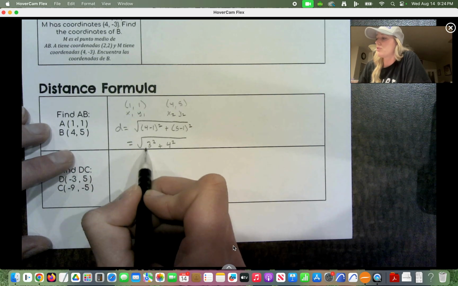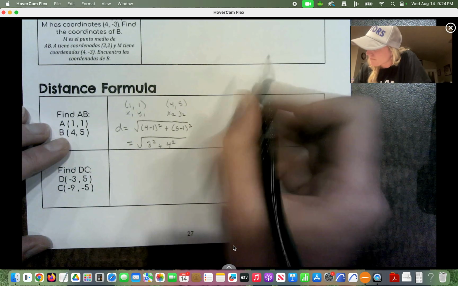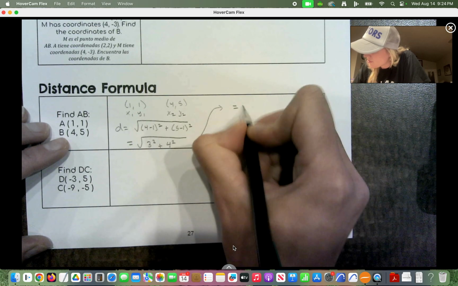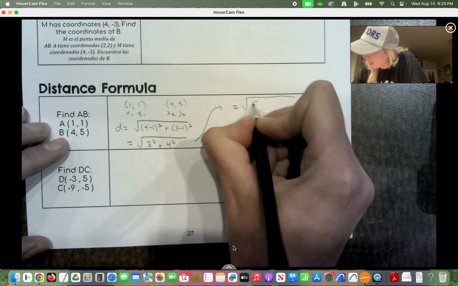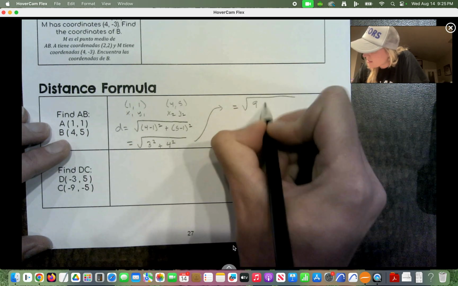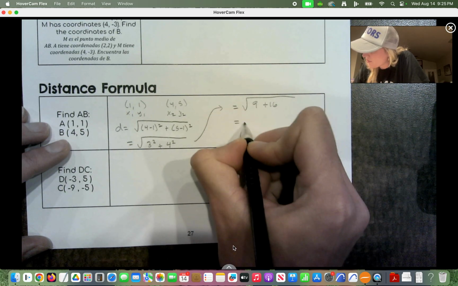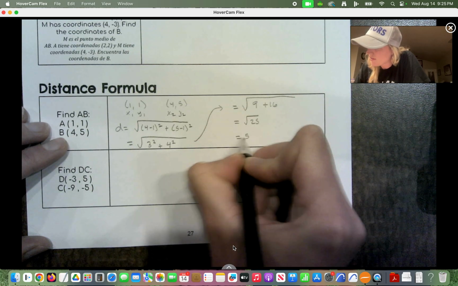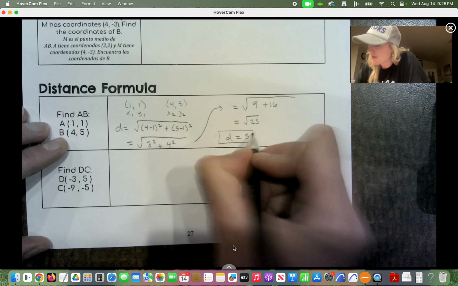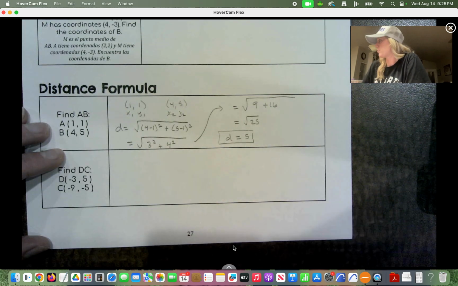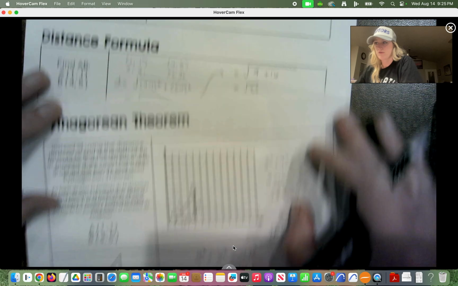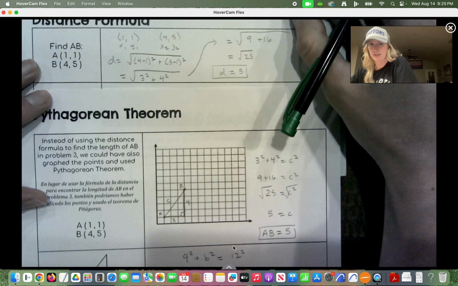Okay, 3 squared and 4 squared. Then come up here next. Still under the square root. 3 squared is 9. 4 squared is 16. Add those together, I get 25. And then lastly, the square root of 25 is 5. So this is actually the same points from our previous example. So I'm going to kind of show those together here, you guys.